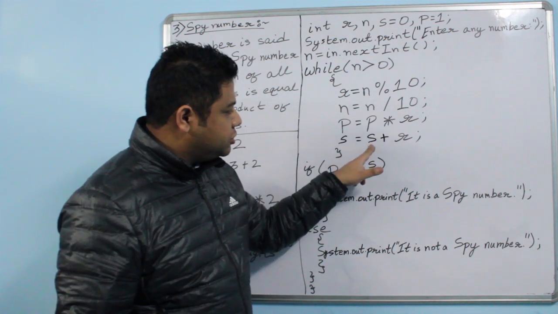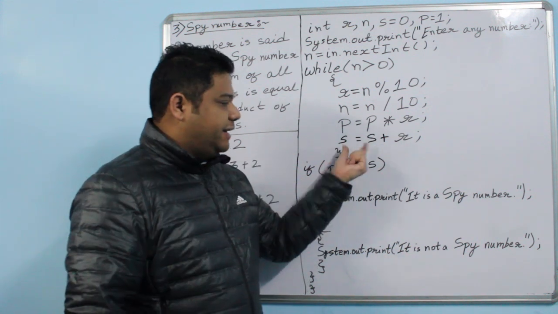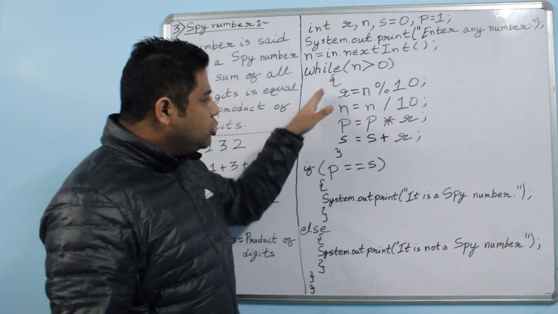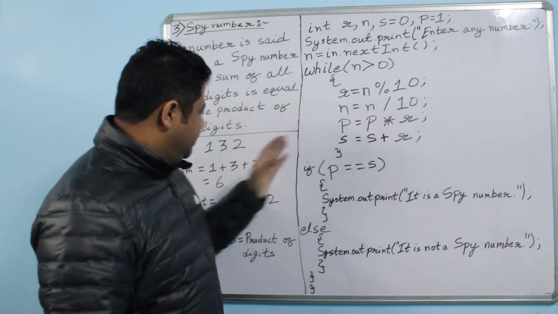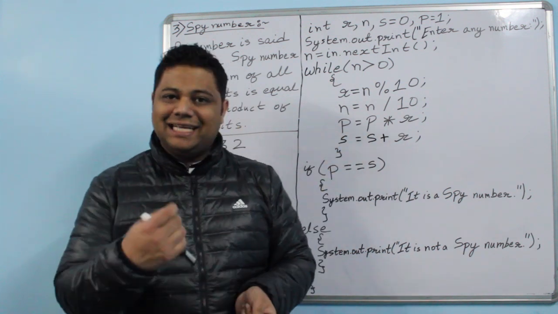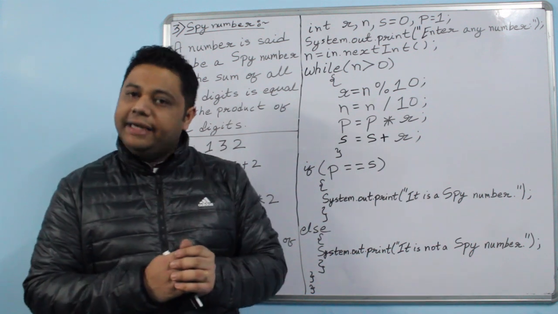And the sum, we have already done it so many times. We are calculating the sum, so S equals S plus R, where the digits get added up and the sum is stored inside S. Now after the loop is over, we get the product as well as the sum. Suppose the number is 132, the values of P and S will be 6 and 6 respectively. Suppose it is something other than 132, the numbers will be different.